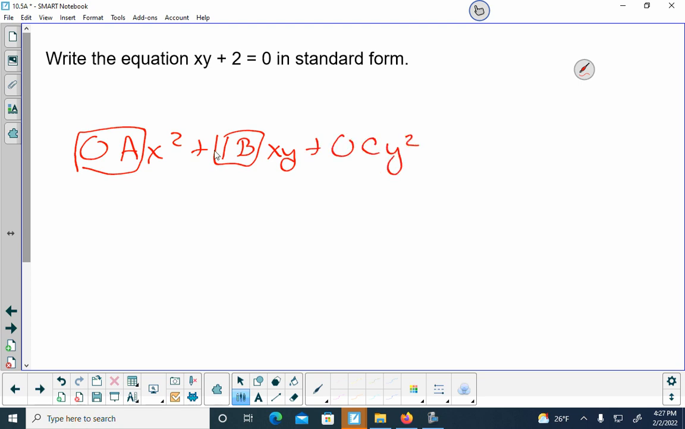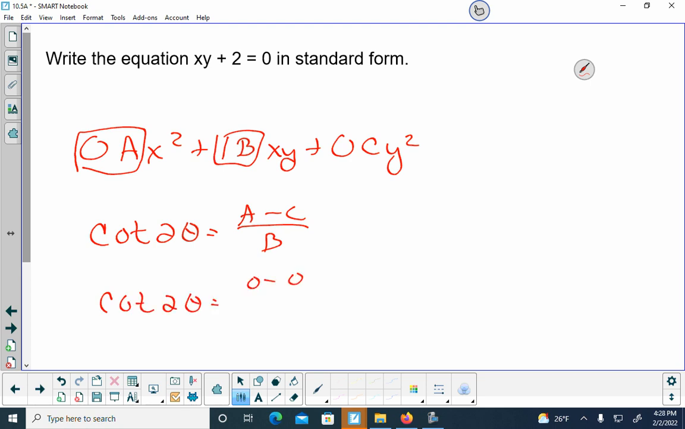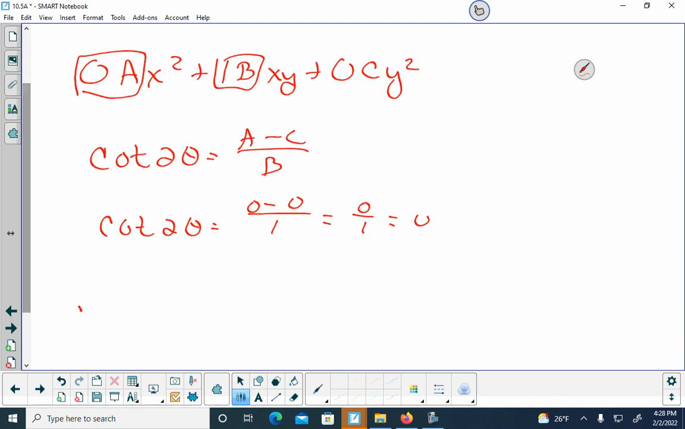So when I do that formula, cotangent 2 theta is equal to a minus c over b, I am going to have 0 over 0, which is 0, divided by 1. It just cannot be undefined. So I am going to have the cotangent of 2 theta is equal to 0 minus 0 over 1, which is 0 over 1, which is just 0. So then I have to ask myself, when is the cotangent equal to 0?